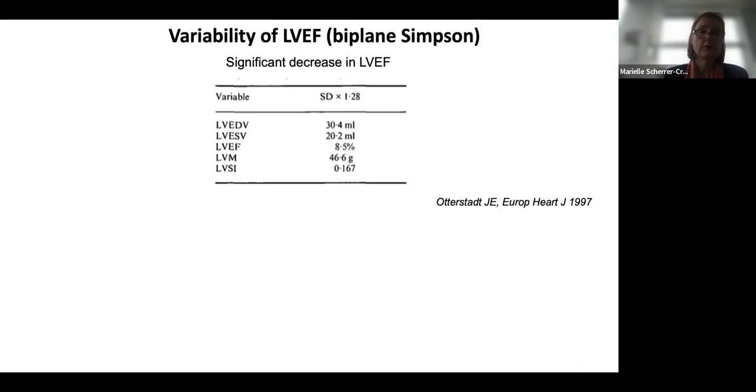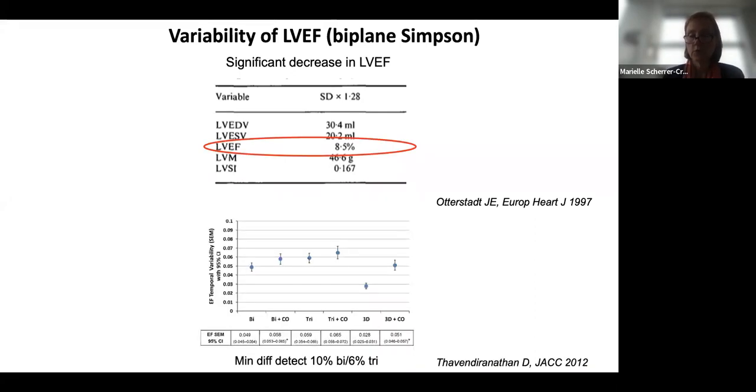Another issue with the LVEF that's well known is the variability. Here's an older paper by Otterstadt that shows a standard deviation of 8.5%. And then a slightly more recent paper by Dinesh Thavendiranathan in Toronto in Tom Marwick's team. The point of this particular paper was that you couldn't detect a difference of less than 10% with the LVEF in the same patient.